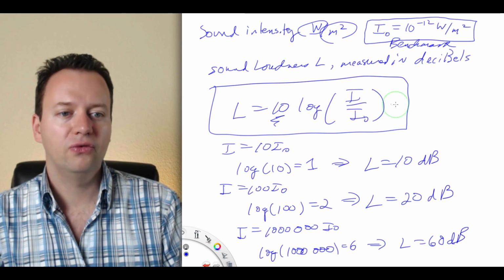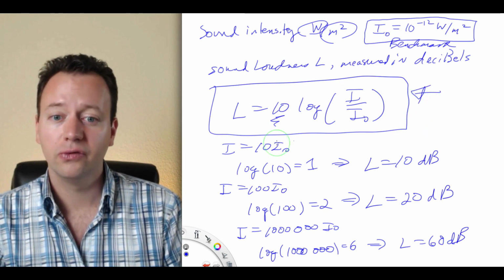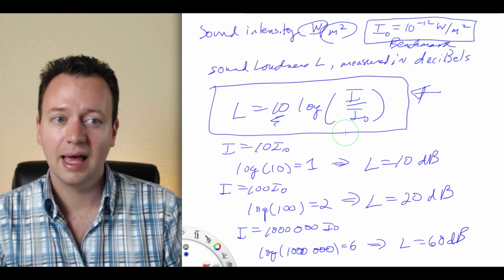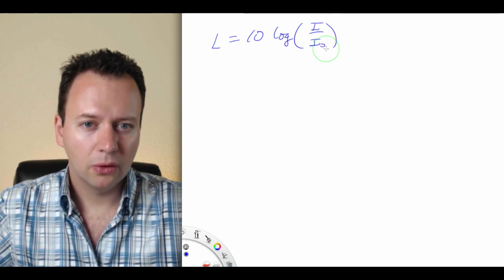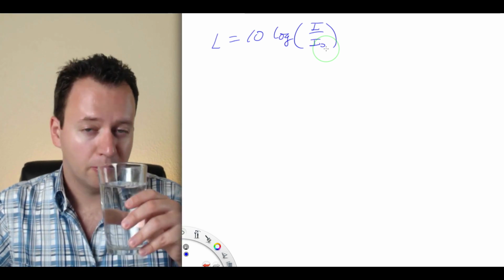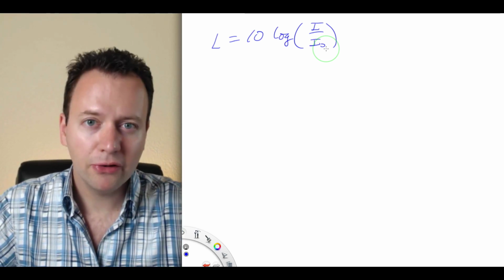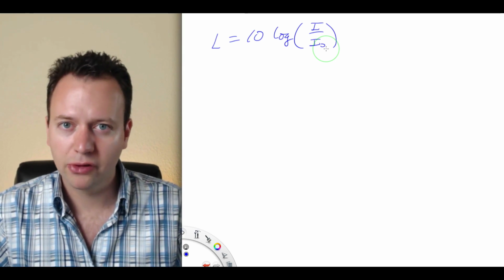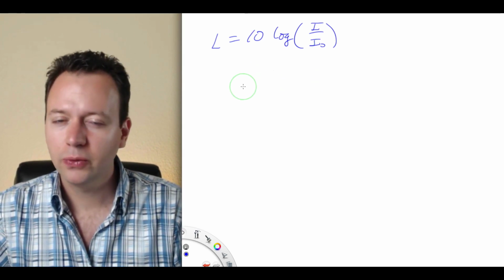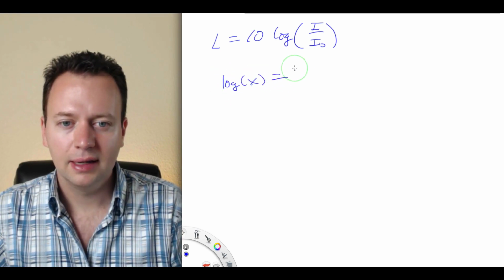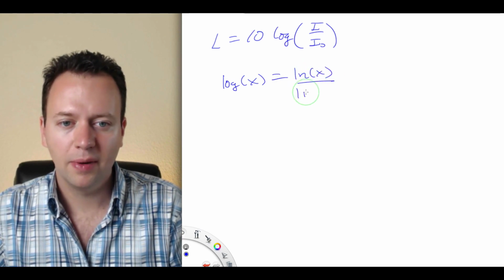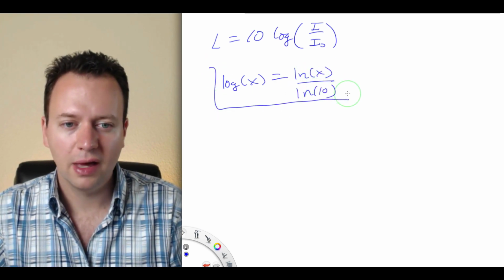So first, for this problem, let's take the derivative of the sound loudness with respect to the sound intensity. So we have loudness is equal to 10 log of I over I naught. Now, we know the derivative of the natural logarithm, but we don't know the derivative of the regular logarithm, which has base 10. So first we need to explore that. Well, recall that the log of x is equal to the ln of x divided by the ln of 10. So this is one of the basic log rules.